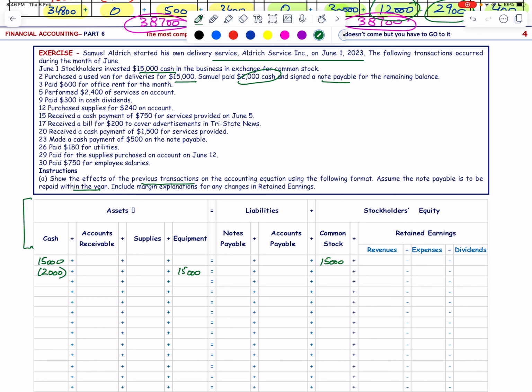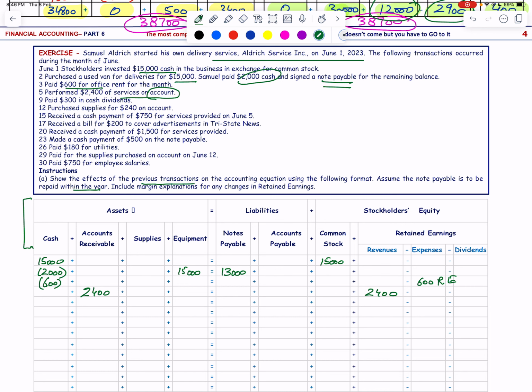And a note payable for the remainder. So for the remainder, the note payable will be 13,000. 15,000 minus 2,000. Then we are paying rent for 600. So cash decreases by 600, and this is rent expense. Then performed 2,400 of services on account. On account means not for cash, and we are not going to receive cash for our services. This is accounts receivable 2,400, and this is revenue for 2,400.